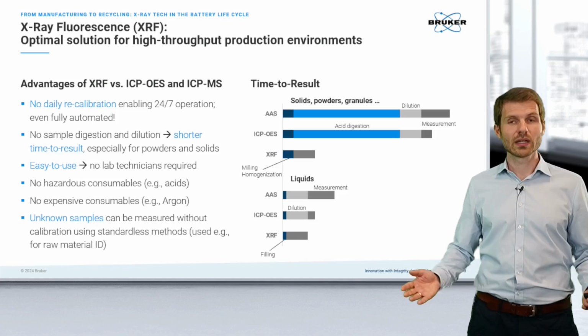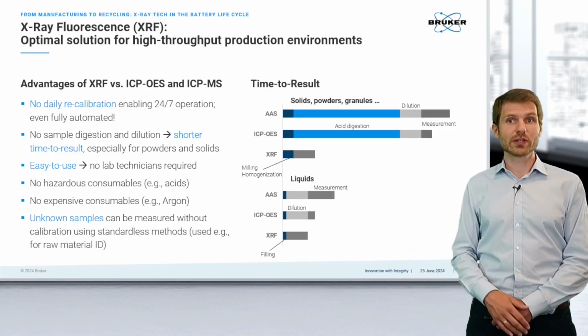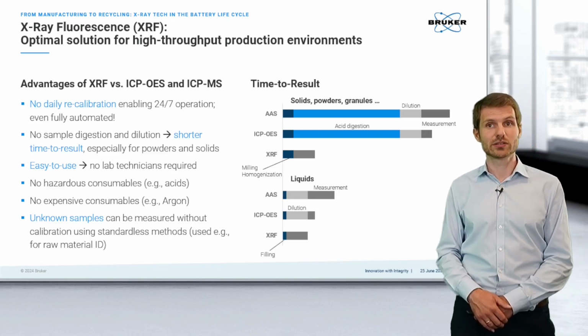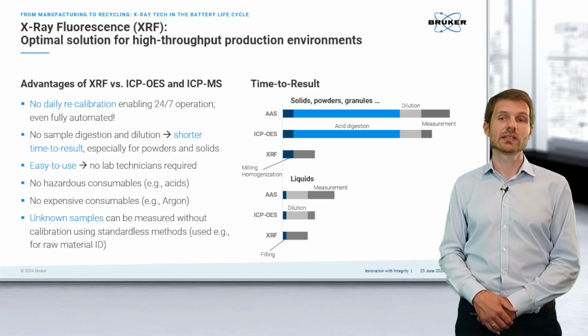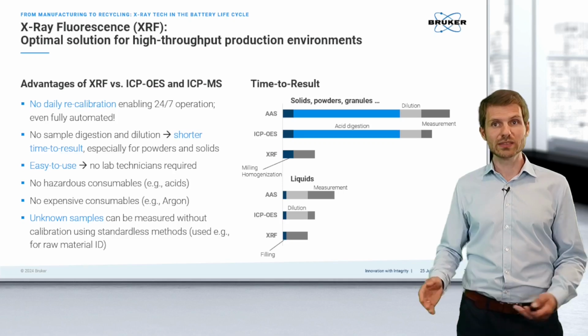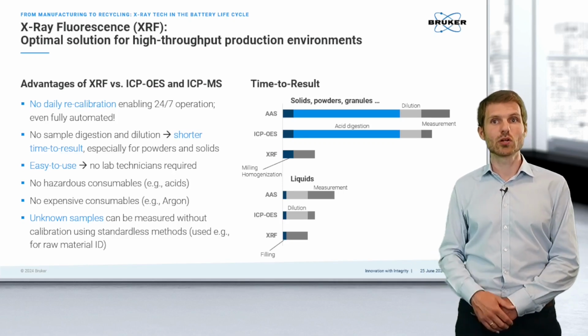What are the actual benefits of XRF? Well, for that, we first need to look into the alternative methods, which is in many cases also the reference method, so the secondary method. And that is ICP, OES, and MS. So for ICP, OES, and MS, we have a couple of downsides which we can overcome with XRF.